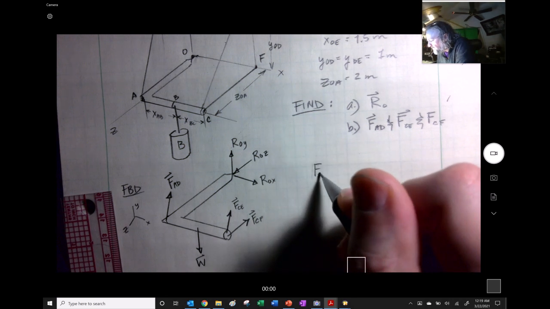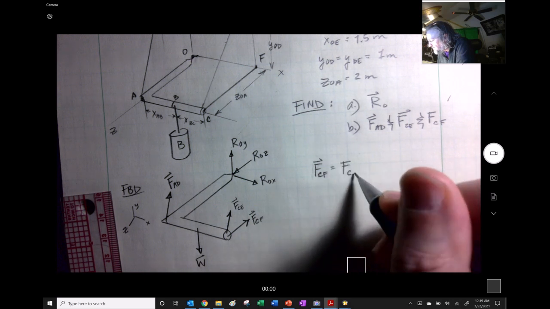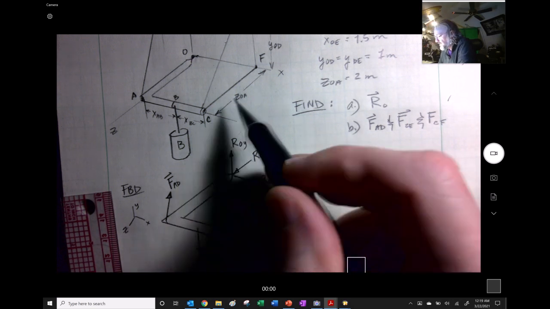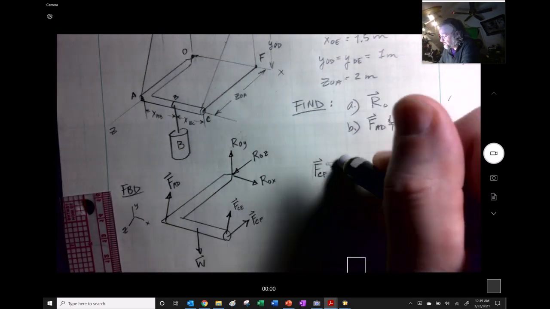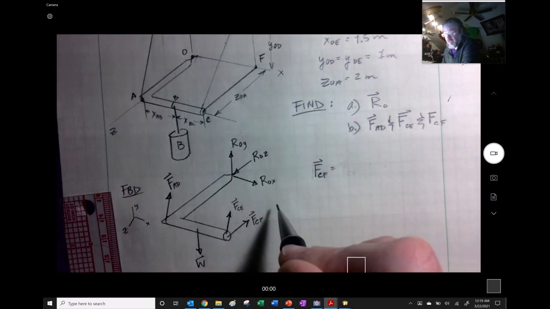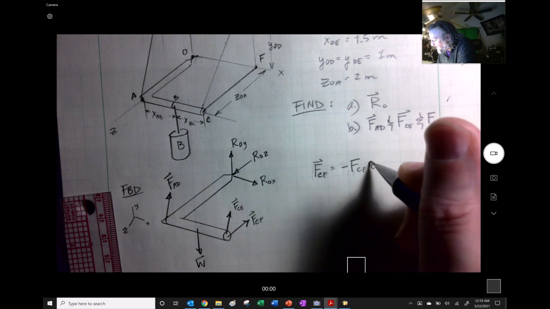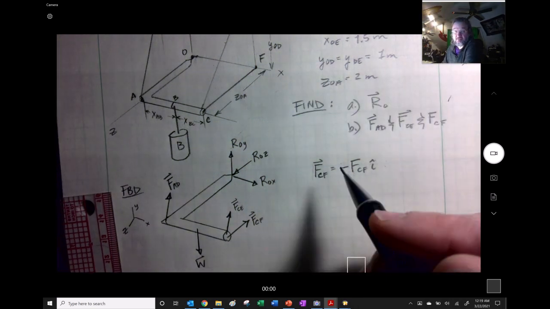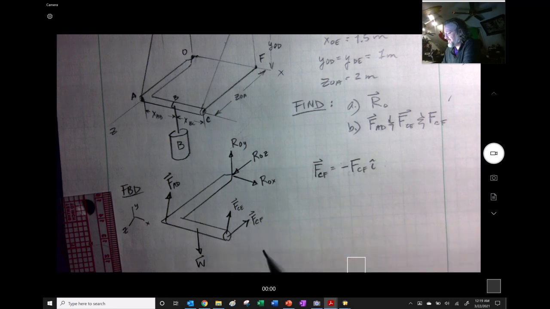We know that CF is going to be FCF, and it's going to be negative. How do I know that? It's got to pull in that direction, right? So it's going to be a negative FCF i right there, right? The other ones I have to do a little bit more work on, but it's not nearly as much, right?